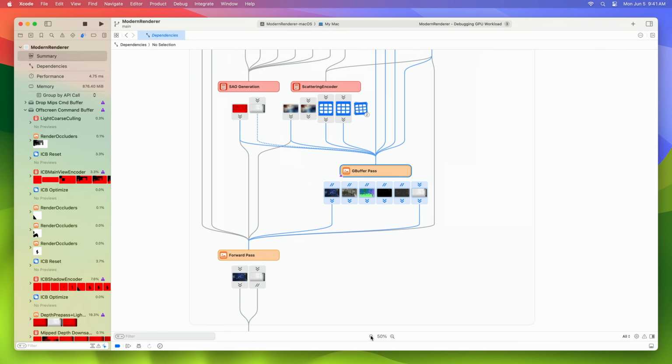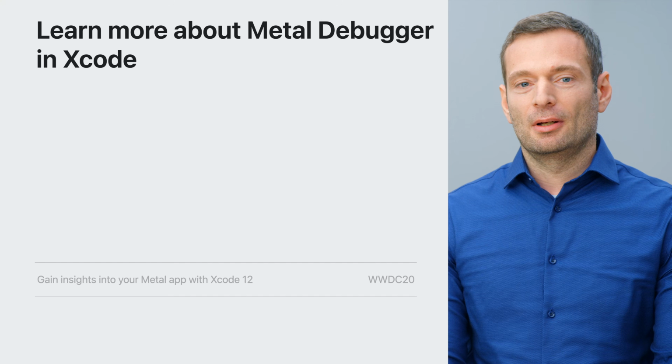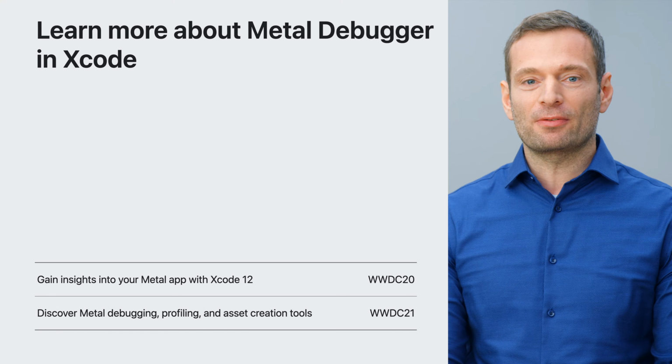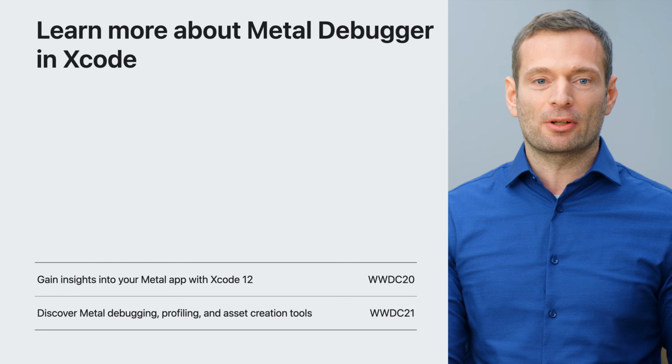Zoom out a little and the data edges are shown flowing from the gbuffer pass to the forward pass. As the insight indicated, the gbuffer and forward passes can be merged to save bandwidth, as they are storing and loading from the same attachments. Merging these 2 passes will save bandwidth and improve performance. That was just one example of how you can use Metal Debugger to find optimization opportunities in your game.